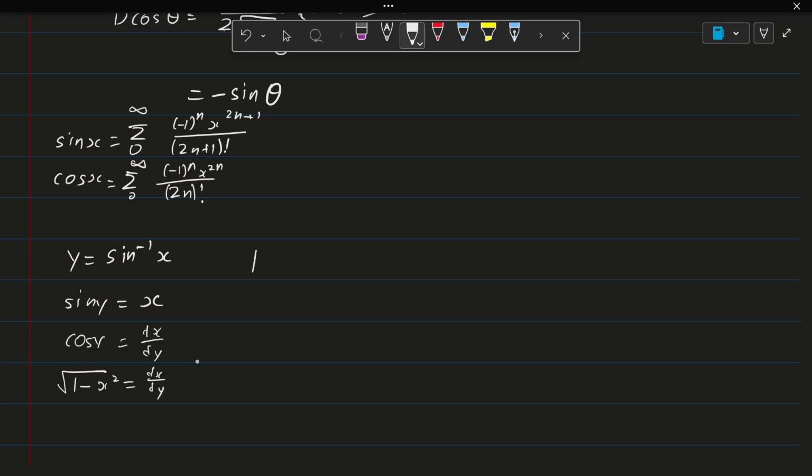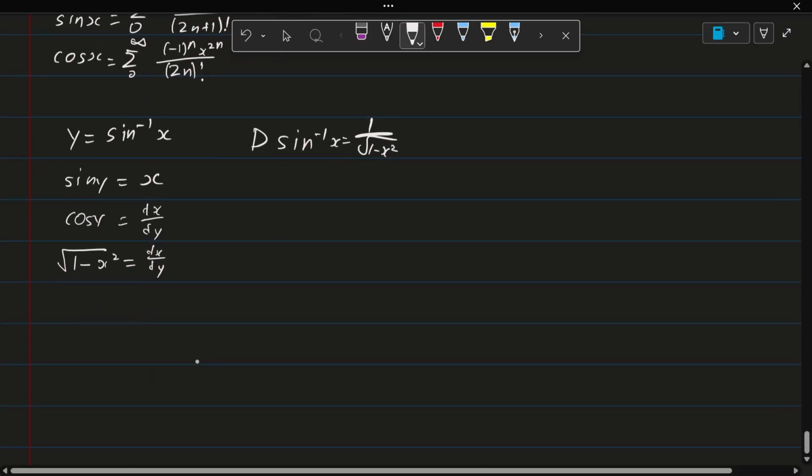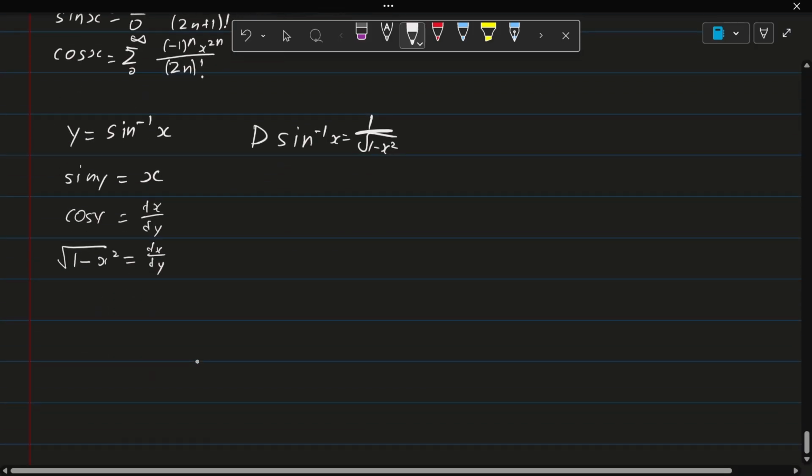So the derivative of the arc sine is 1 over the square root of 1 minus x squared. And you could also do this for the arc cosine, but instead of doing sine y equals x, we will be doing cosine y equals x and then solving for the same thing.